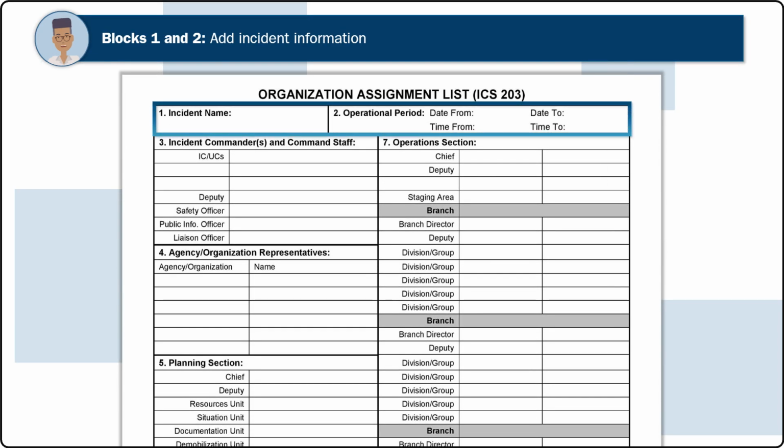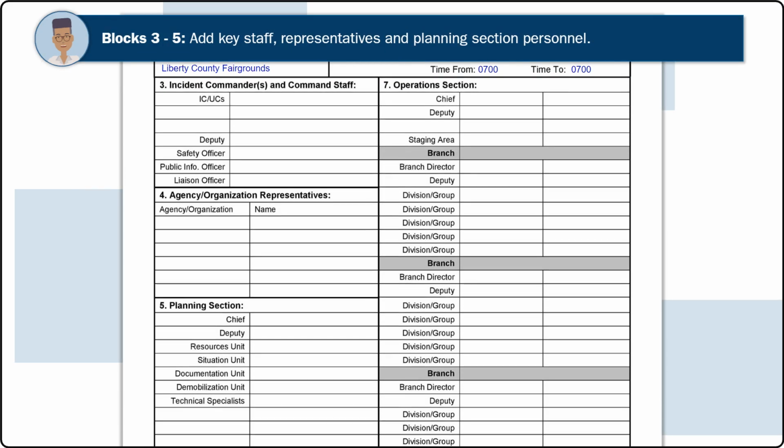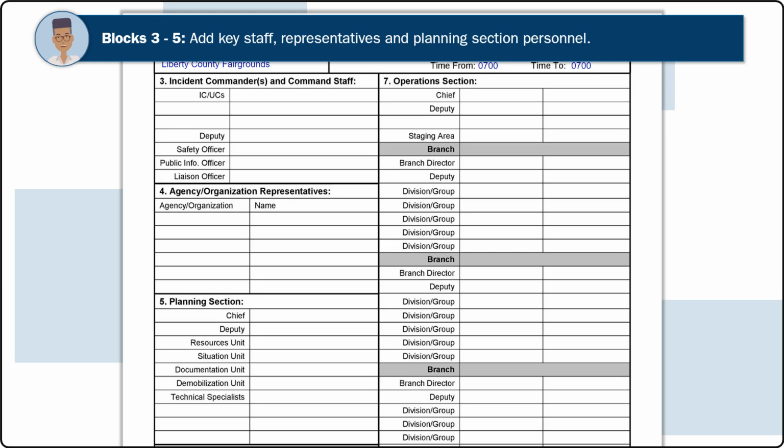Blocks 1 and 2 are where we add our incident name and operational period. For this example, we're using Liberty County Fairgrounds as the incident name. Block 2 is our operational period. In the next few blocks, we're basically describing our organization chart through lists.